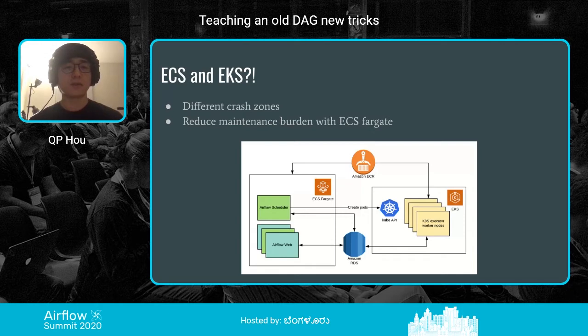And because of ECS Fargate, we don't even have to manage any machines ourselves. It's sort of like a serverless container platform, so we only have to ship containers, right, without managing anything ourselves. So this also reduced the operational burden on the team.